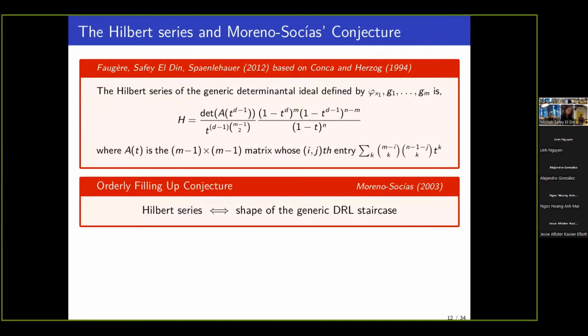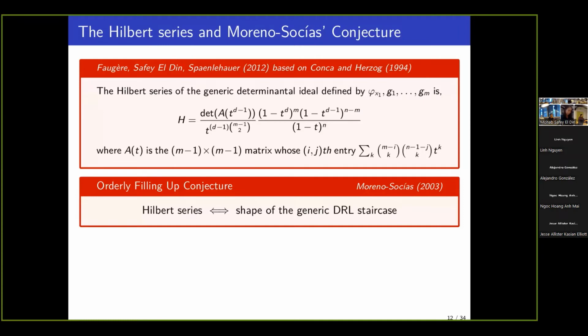So we mostly build upon these two papers. Firstly, this one by Fourier, Safey El Din, and Spaenlehauer, which is based on a work of Conca and Herzog, where they give the Hilbert series in this critical point setting. And we also build upon the work of Moreno-Socías, particularly in this paper in 2003, where he gives this conjecture called the orderly filling up conjecture.